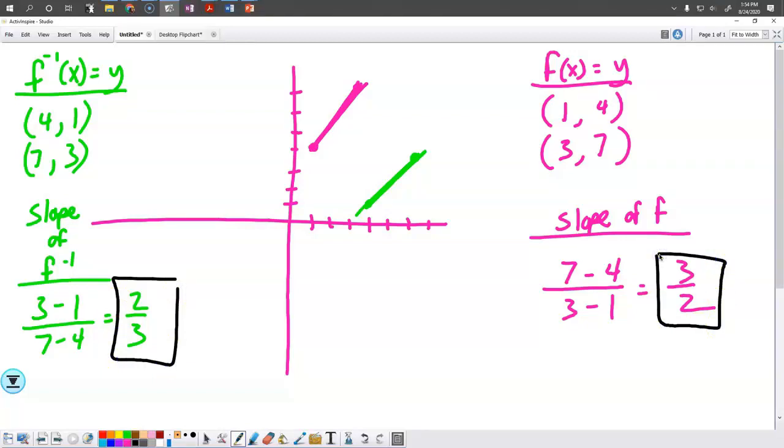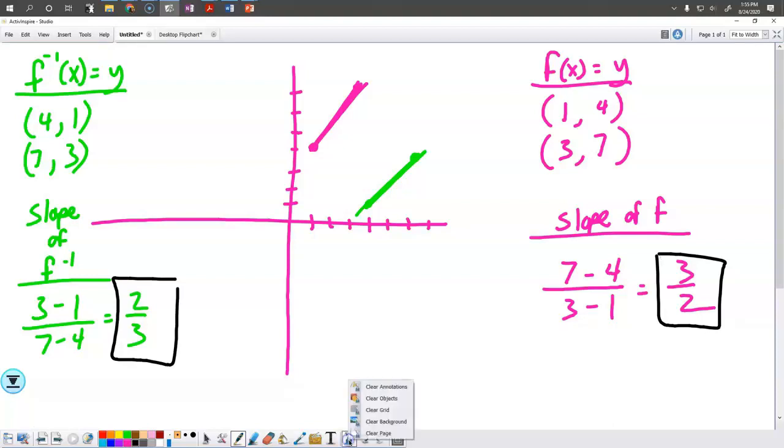Well, they're reciprocals of each other, right? And that makes total sense because the x's and y's switched. Now, when you do your slope formula, it's y over x. But if you're switching your x's and y's for the other one, it'll be kind of like x over y. So it makes sense that they would be reciprocals of each other because the slope gets flipped, okay? And so that's the relationship, at least that's part of the relationship of the slopes, is that they're reciprocals.